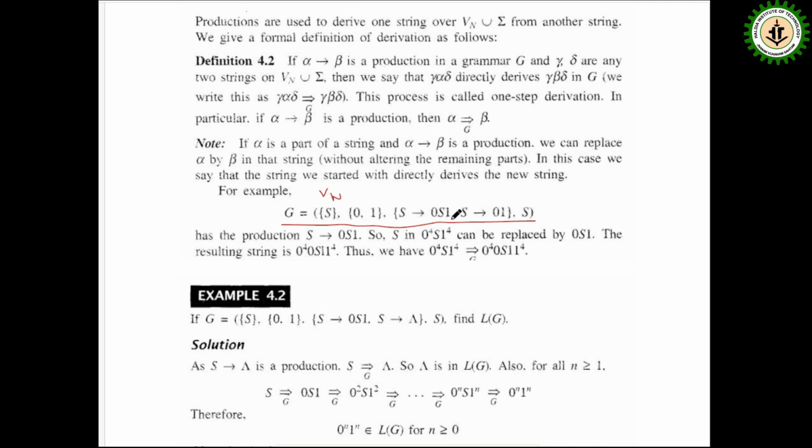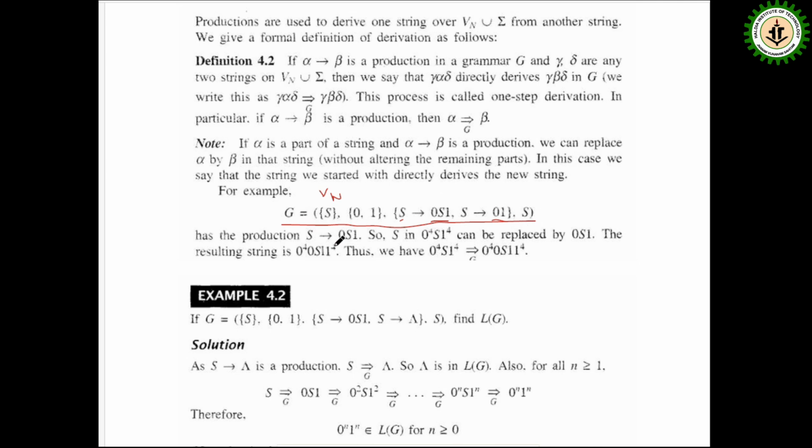The third part is the production part. There are two productions. One is S to 0S1. S is the only variable we know, and 0S1 is a combination of variable and terminals. There is also another production S to 01. Here on the right hand side there is no variable, only two terminals. And the last symbol is S. Obviously there is only one variable, so we start from S actually.